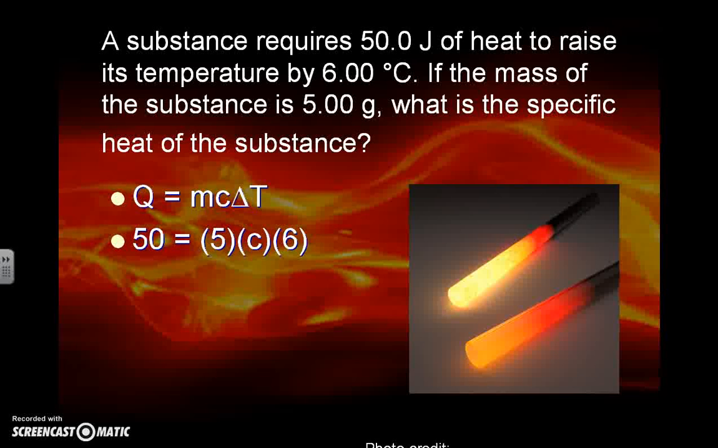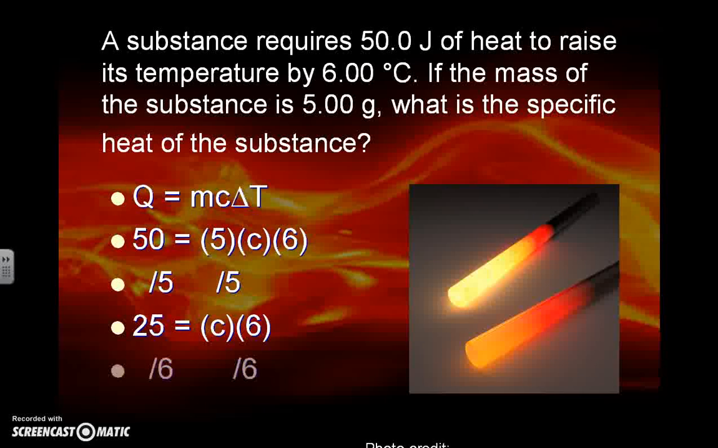And then I just started undoing, basically, the multiplication you see there on the right. So you've got 5 times C times 6. So you could go ahead and start dividing by those numbers and getting C by itself. I went ahead and divided both sides of the equation by 5. That turned it into 25 equals C times 6. I need to undo that times 6 by dividing both sides by 6.